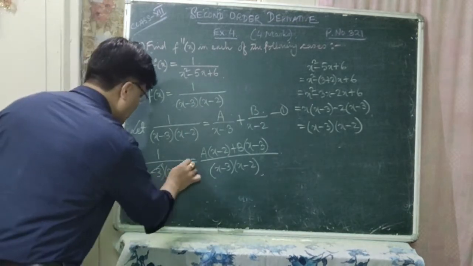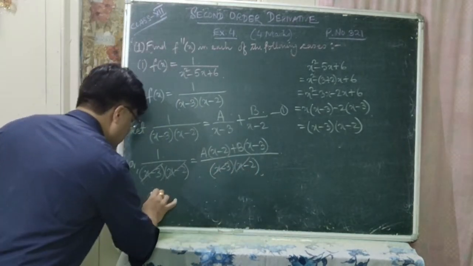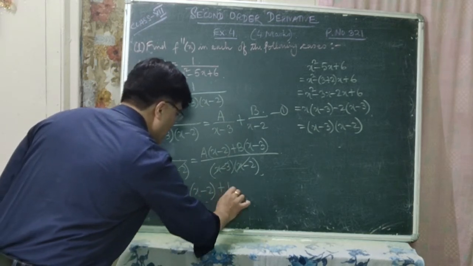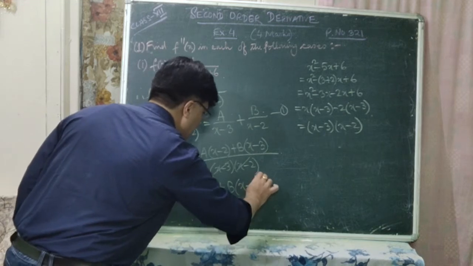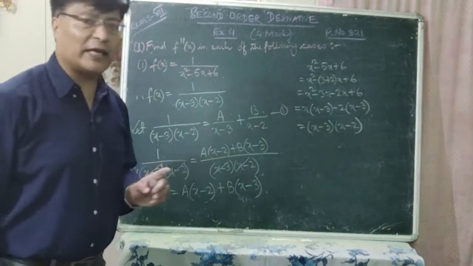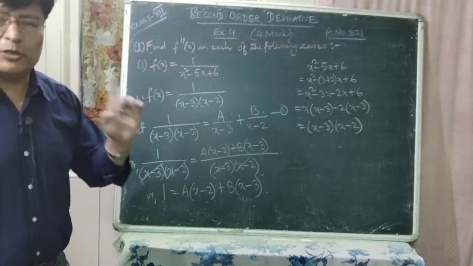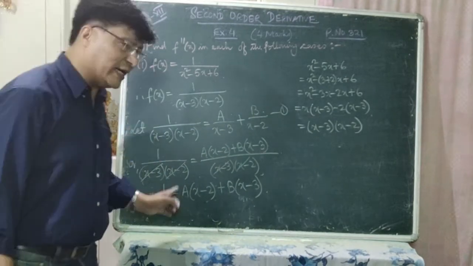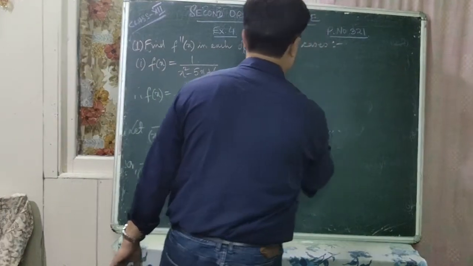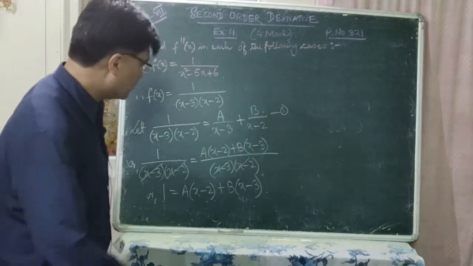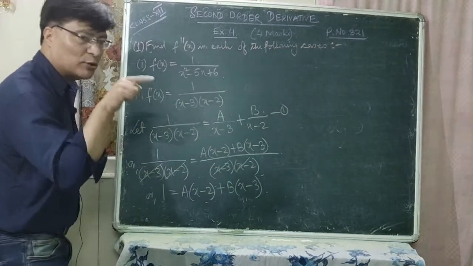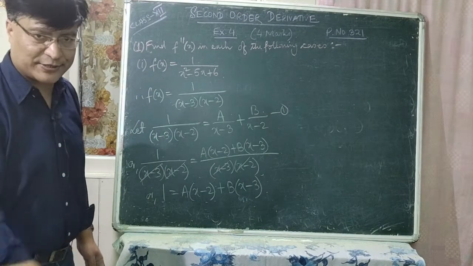Okay, so here x - 3 x - 2 gets cancelled, what do we get? 1 is equal to A into x - 2 plus B into x - 3. Now here, which is the variable? X is the variable. You can put the values of x there to get the values of A as well as B, right? So now, in order to get the value for A, you have to make this second term 0 by putting some value of x.